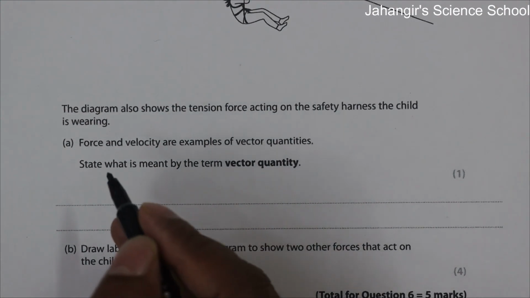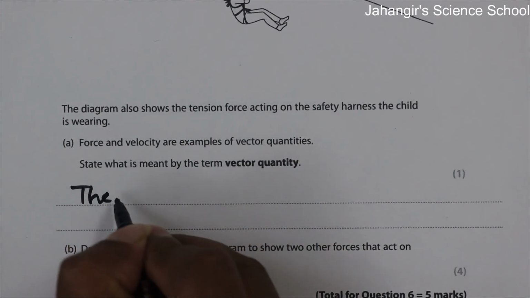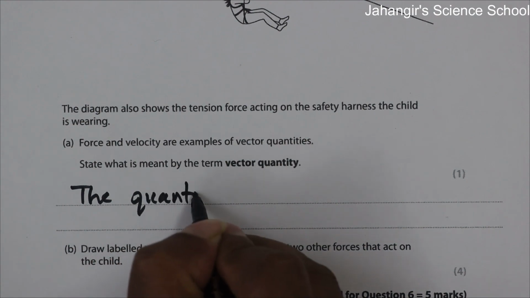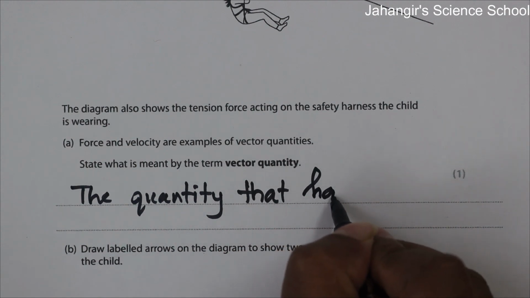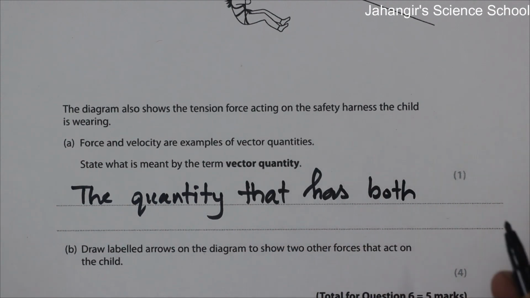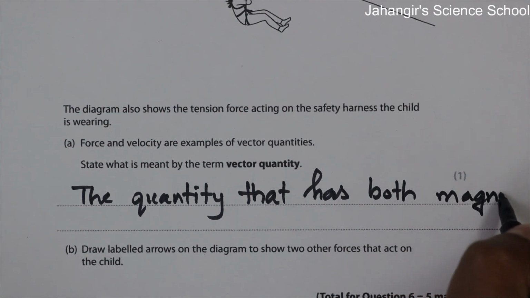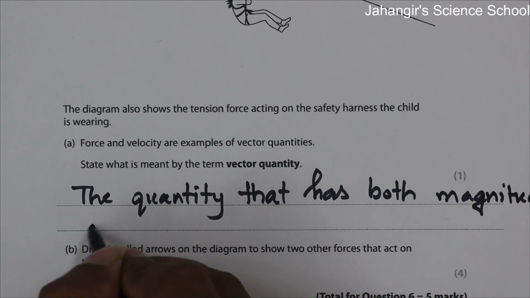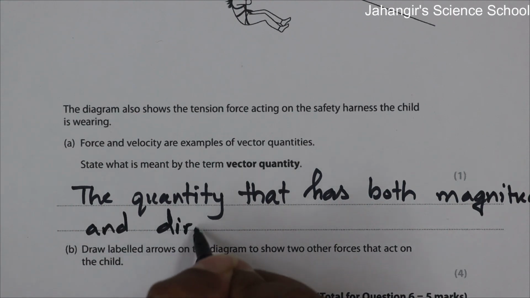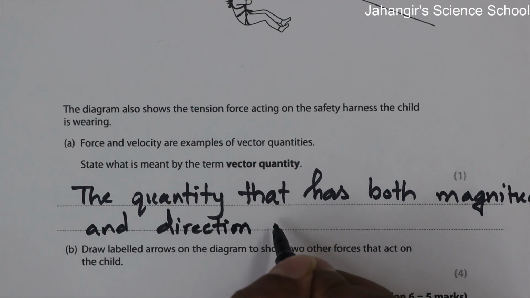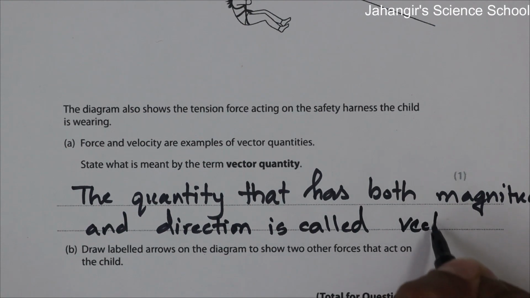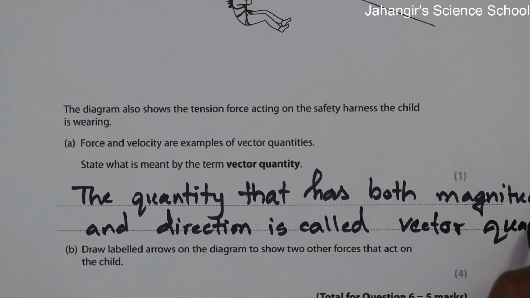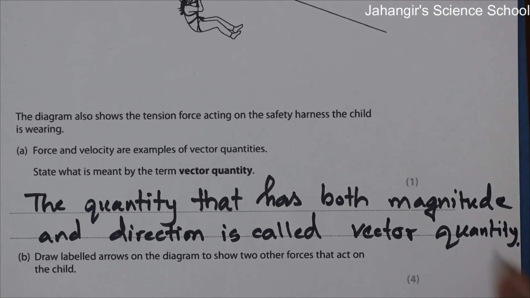So the quantity that has both magnitude and direction is called vector quantity.